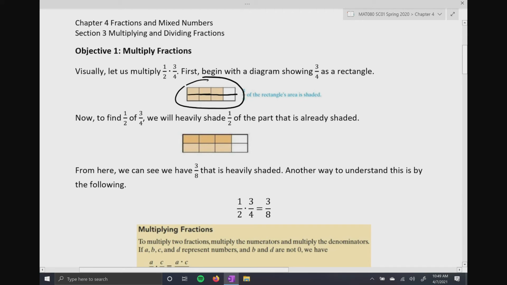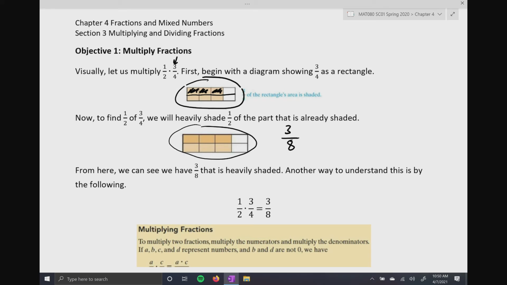So notice first, the total amount of blocks I have is now 8. But of the shaded regions, I went 3 of them. So these are heavily shaded right here. So I have 3 of them. So 1/2 of 3/4 is going to be 3/8. Once again, let me do that again one more time. I draw 3/4, I cut it in half, and I only want 3 of these. So I heavily shade them. So that's what this picture is down here. That's visually what's happening when we multiply fractions.